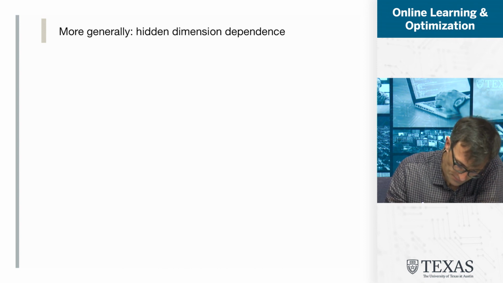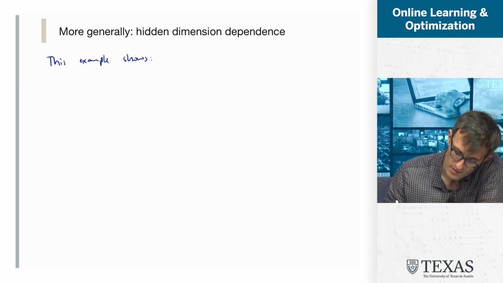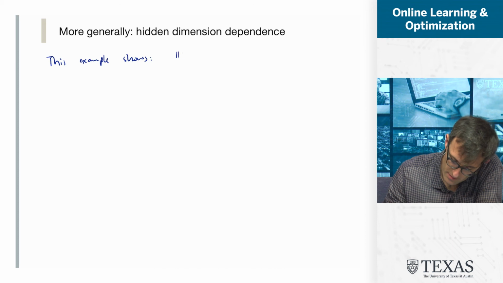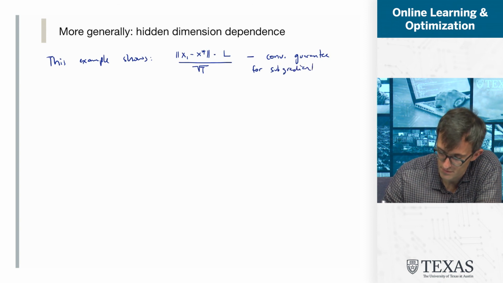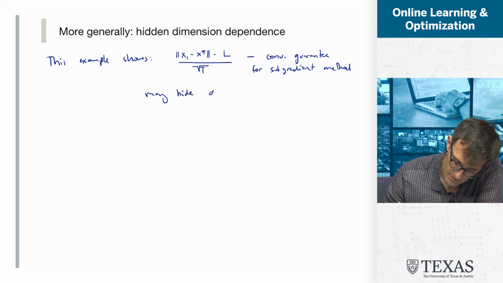So what we see is that this example shows that our previous guarantee for the subgradient method, which was x1 minus x star times L over square root of t, this is our convergence guarantee for subgradient method, may be hiding dimension-dependent constants, as it is in this example.